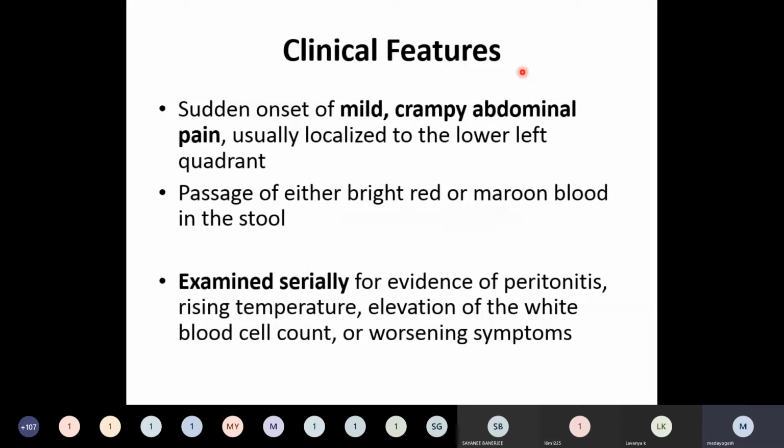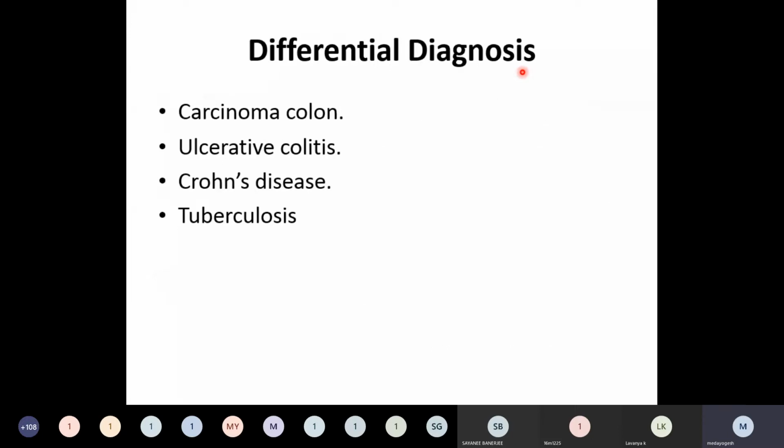Once the patients are assessed, they have to be admitted and examined serially for evidence of peritonitis, fever, elevation in the white blood cell count, and worsening of symptoms. The patient has to be examined every second hour and a chart has to be maintained for monitoring all the vitals and the abdominal examination. In case the patient is deteriorating, he has to be immediately taken up for surgery, especially when there is association with peritonitis.